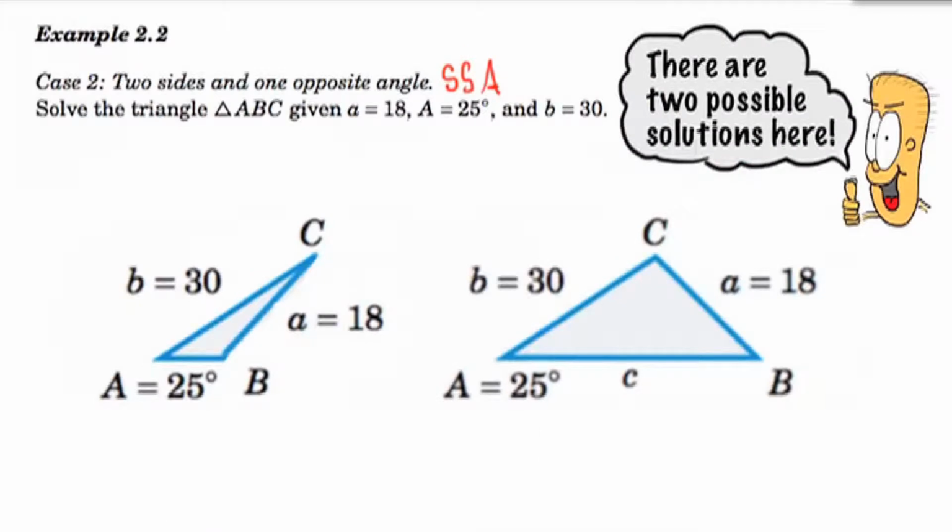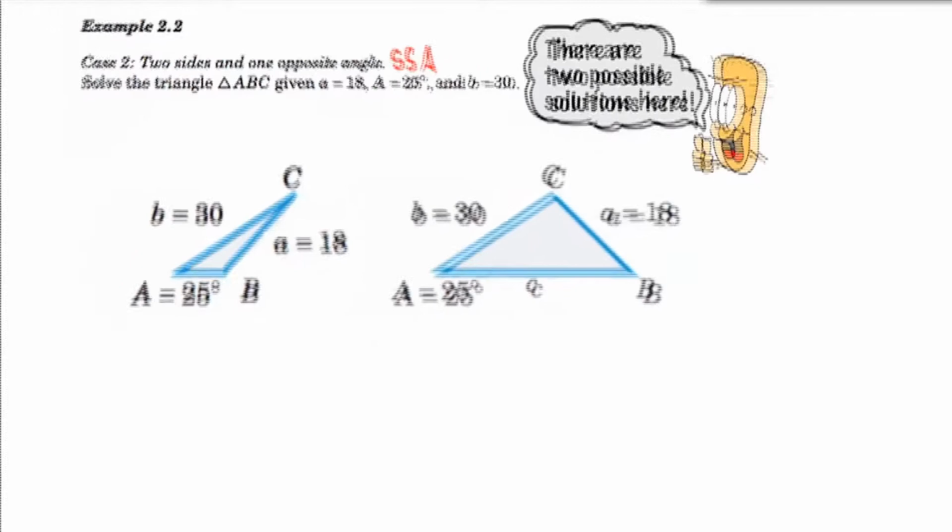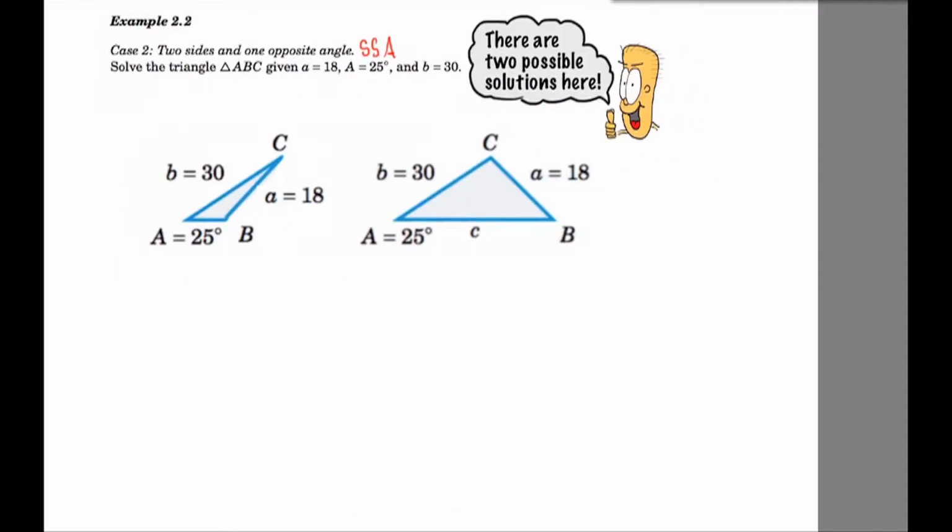Okay, we're looking at part 2 in the notes for law of sines. In example 2.2, we're looking at case 2. We have two sides and an angle, and for this we're going to get an ambiguous case, which means two possible triangles.